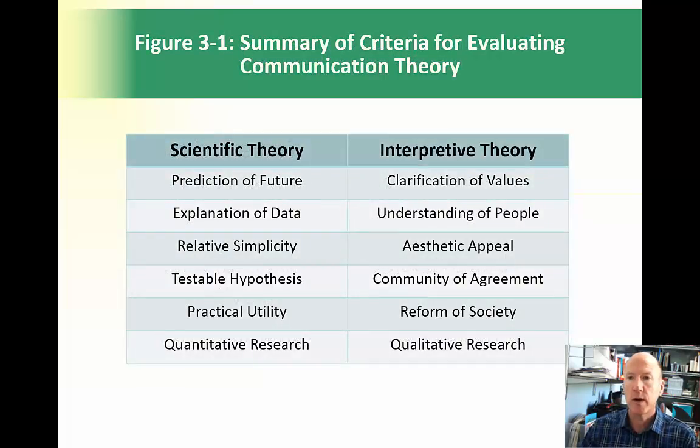And some of those criteria, you'll see this is from Chapter 3, are from a scientific or objective perspective. How well does a theory predict the future? How can it explain data? How simplistic or parsimonious is the theory? Then from an interpretive perspective, some of the criteria that will be discussed are the values that a subjective researcher or theorist might have. How well does the theory help us understand people? And what is its aesthetic appeal?